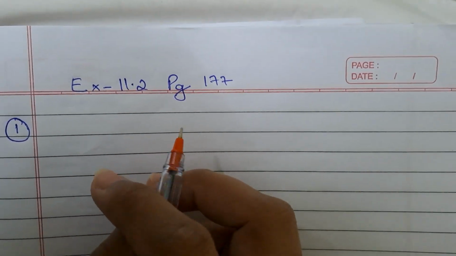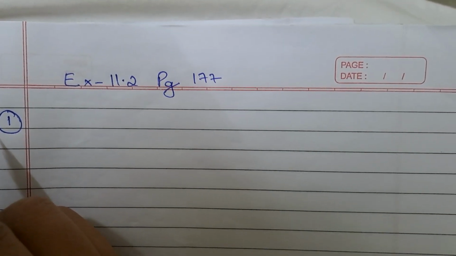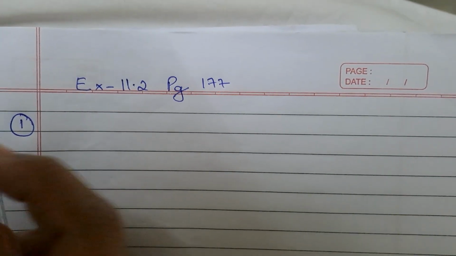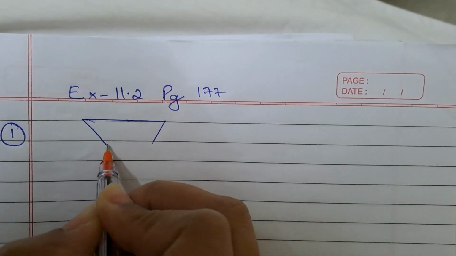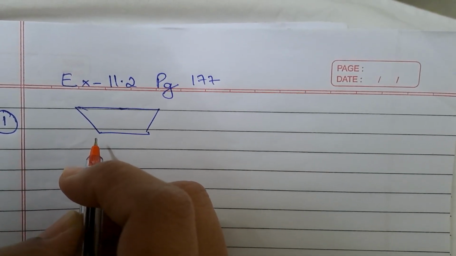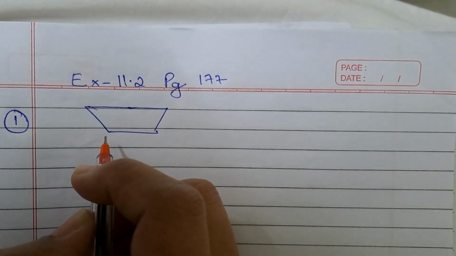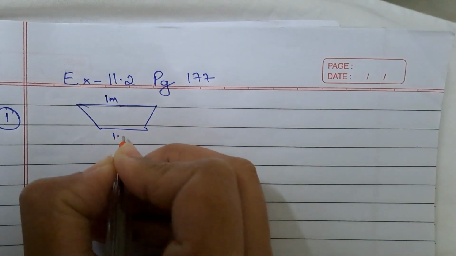Okay, the first question is there. It says the shape of the top surface of a table is a trapezium. Let's draw it like this. And then it says find its area if its parallel sides are 1 meter and 1.2 meters.